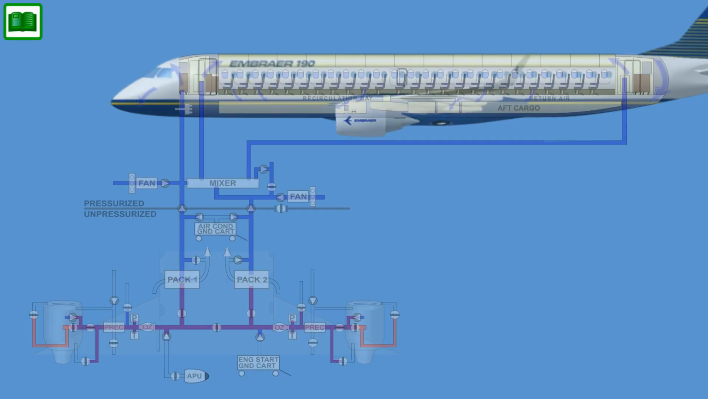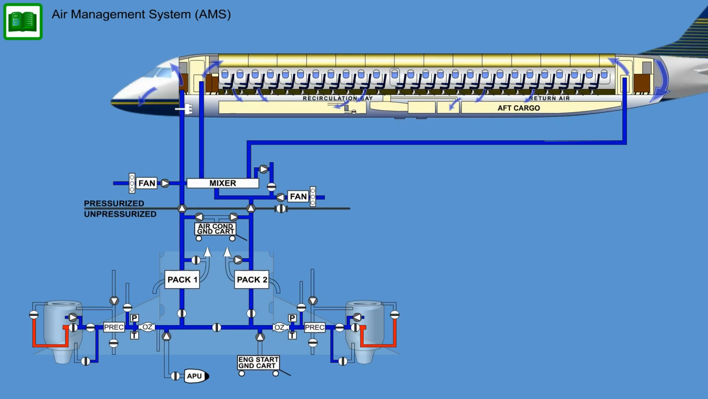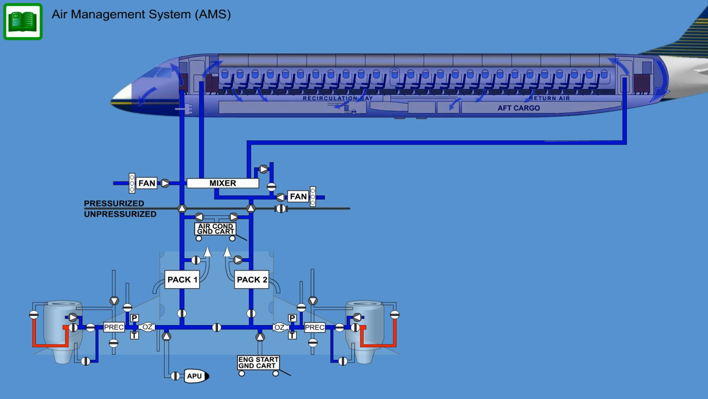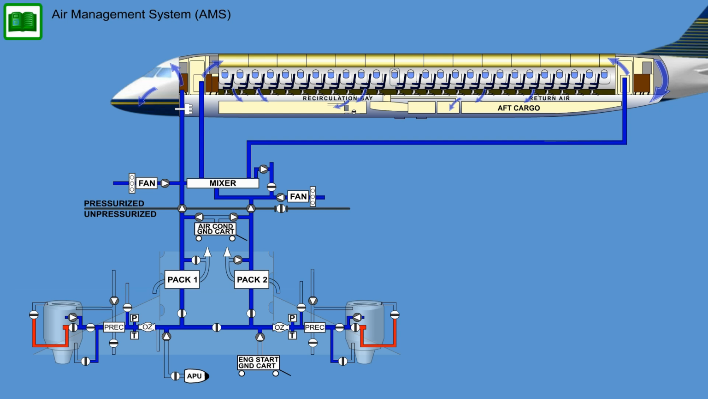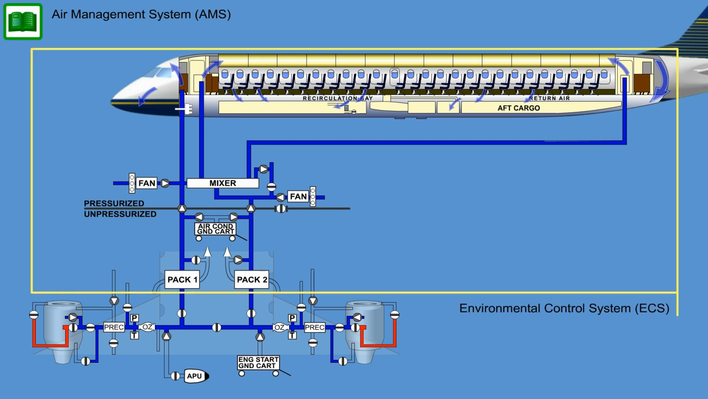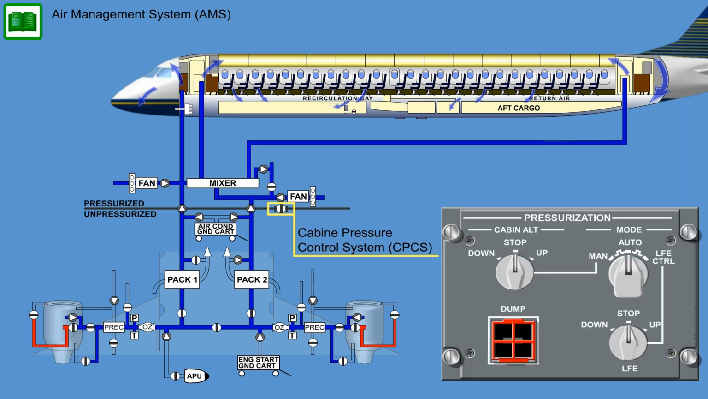The Air Management System, AMS, provides control over the bleed air system and the environment within the pressurized section of the fuselage. It consists of the pneumatic system and the environmental control system, ECS. The cabin pressure control system, CPCS, is also part of the AMS, although it has a separate controller.